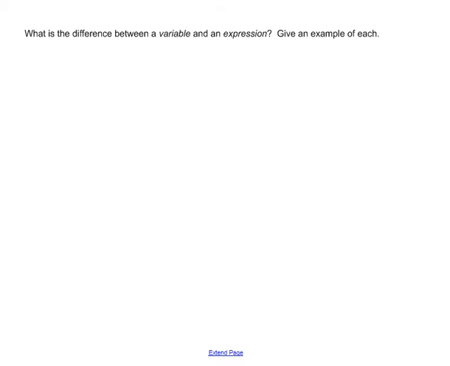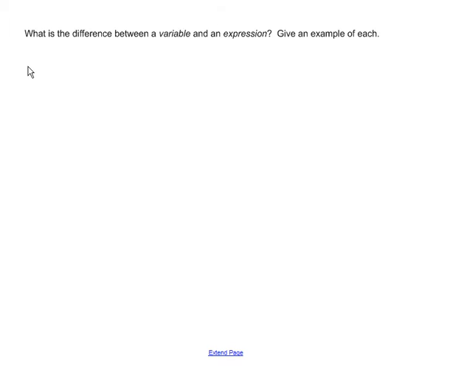What is the difference between a variable and an expression? Give an example of each. Well, when we think of a variable and an expression, we know that there's certainly a relationship between these two, but let's go back and think about the actual definitions that we were given for each of these. So let's start off with what a variable is.